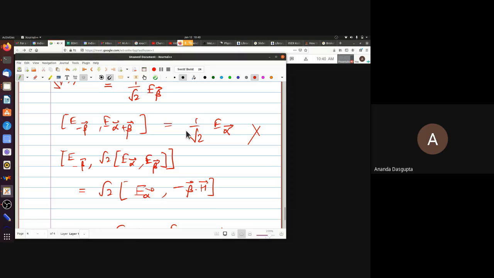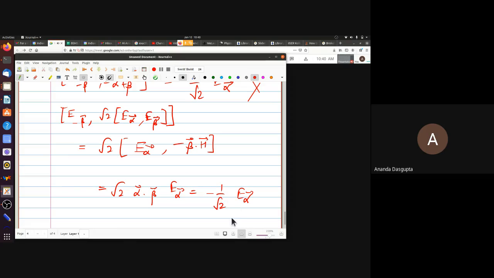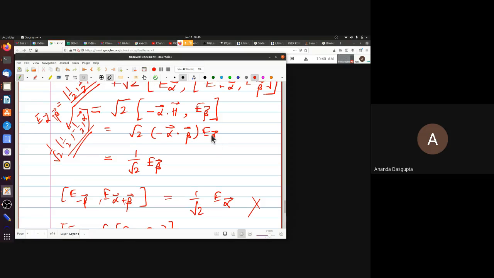The question is, what is wrong with the argument I just gave you? The correct answer is this one. After all, the Jacobi identity is a basic part of Lie algebra theory. So if that tells you something, it has to be correct. So what was wrong with this argument of mine? Because we defined E alpha plus beta as the commutator of E alpha and E beta, and not E beta and E alpha.